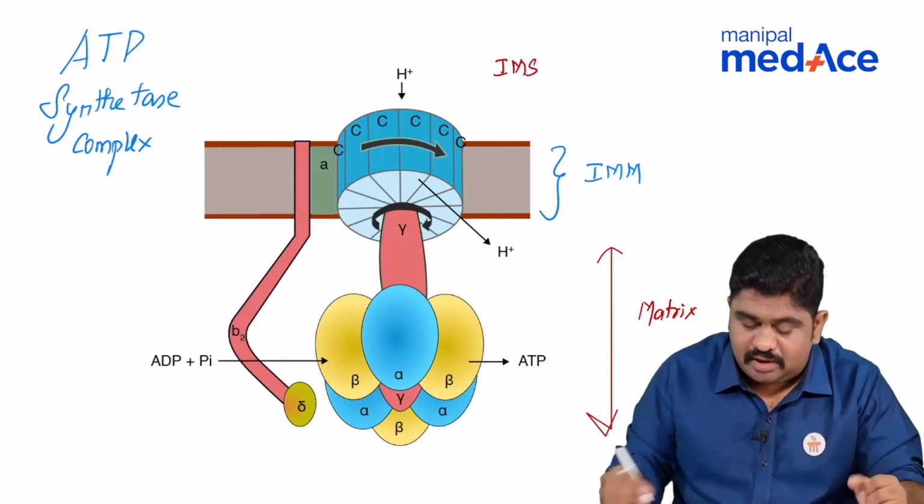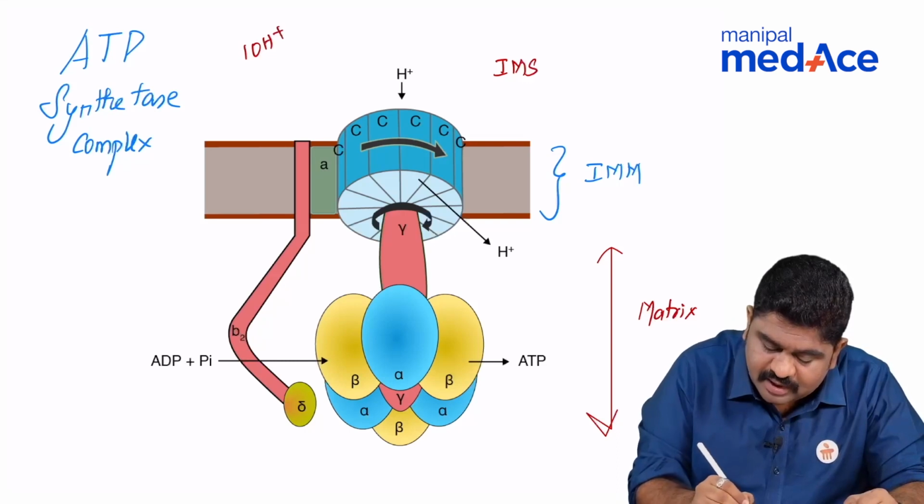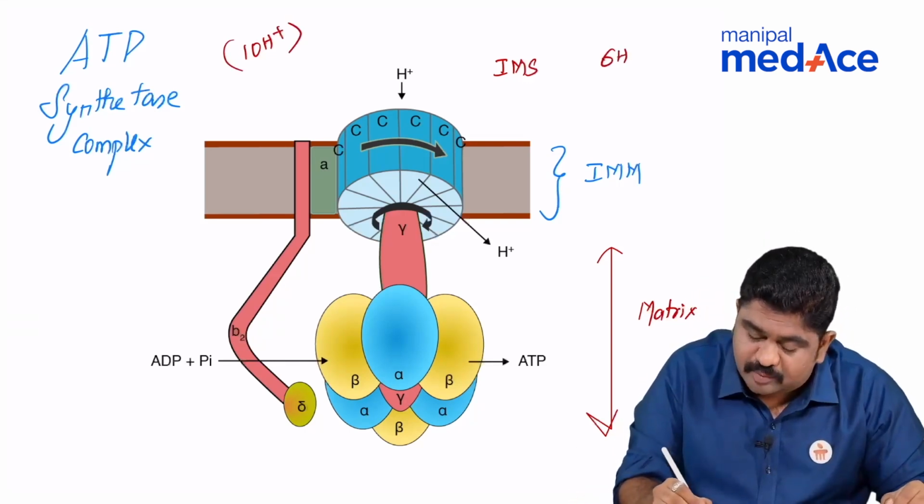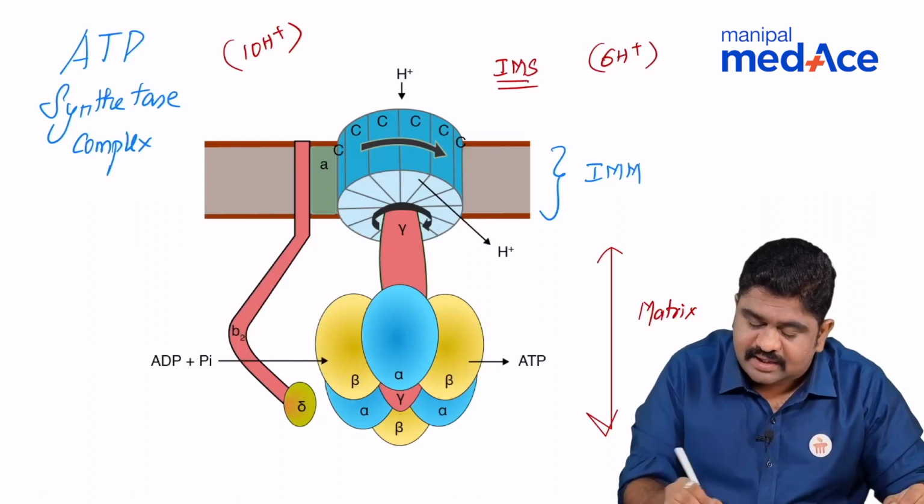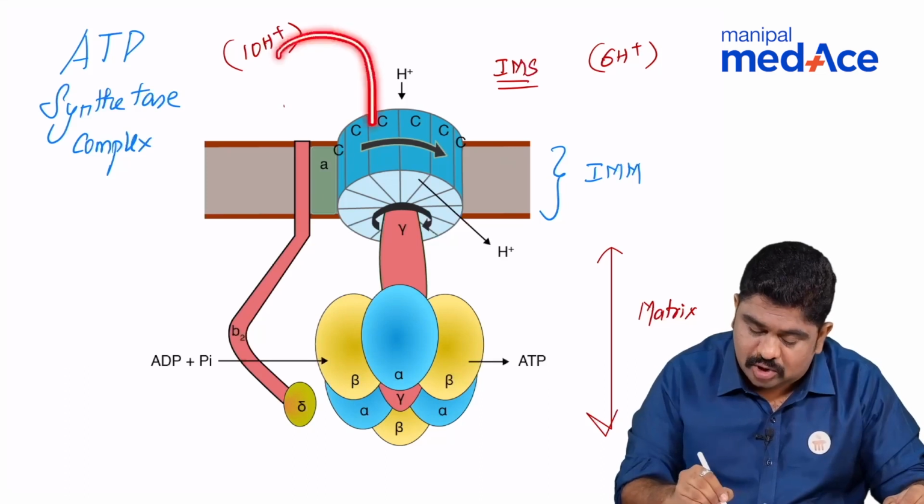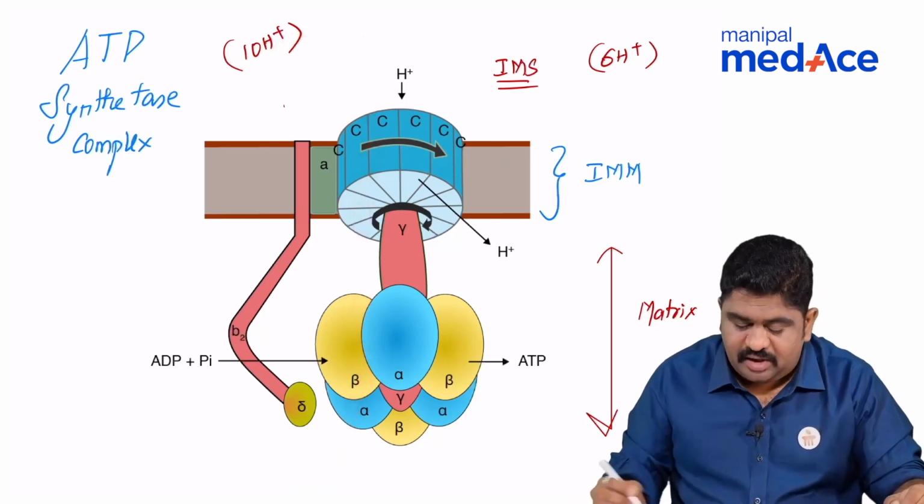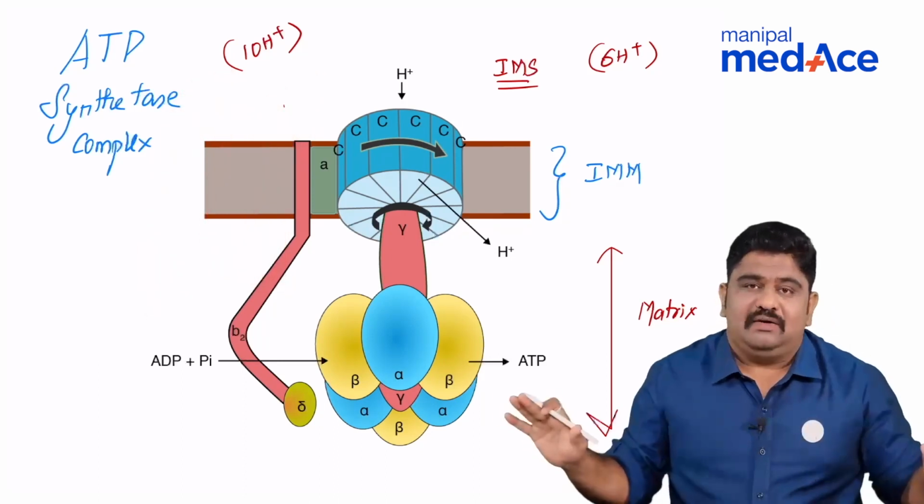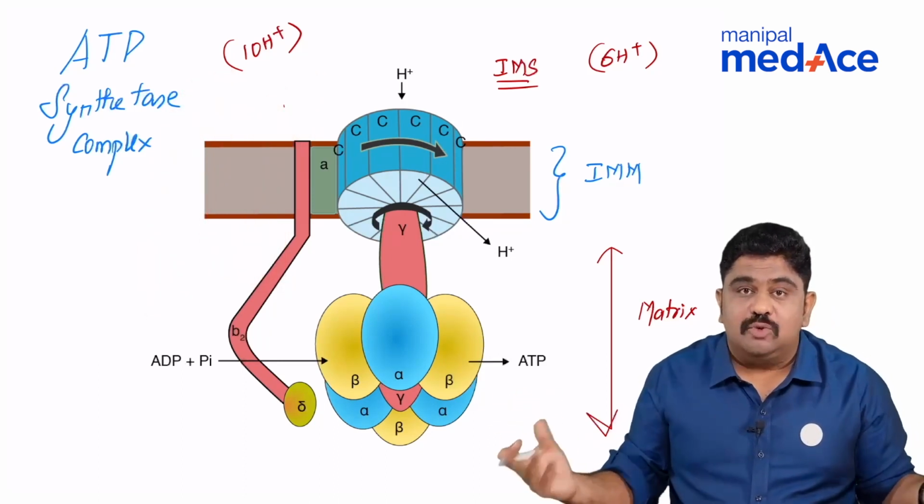When I kept on telling you 10 protons, or 6 protons, have been held in the intermembrane space against their will, I told you they are desperately looking for a chance to come back into the matrix. If they come back through multiple holes, energy will be dissipated without having any kind of use at all.